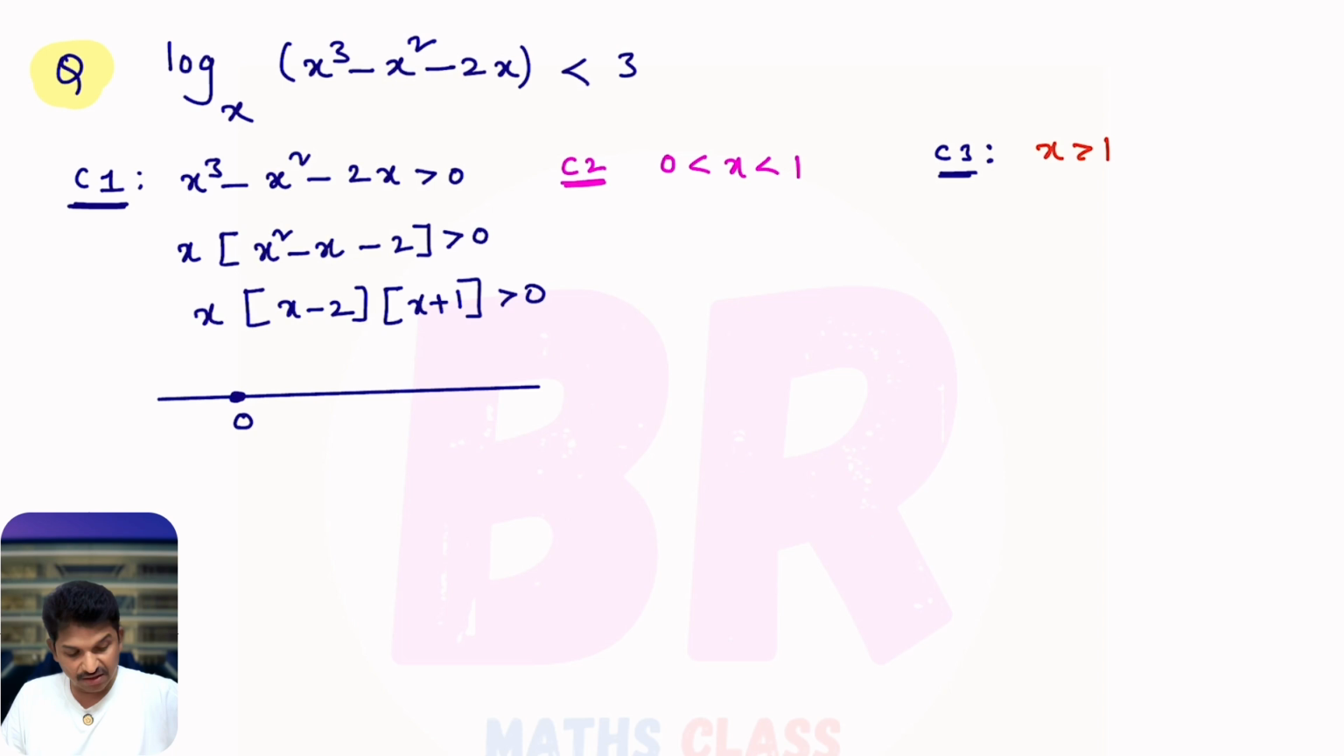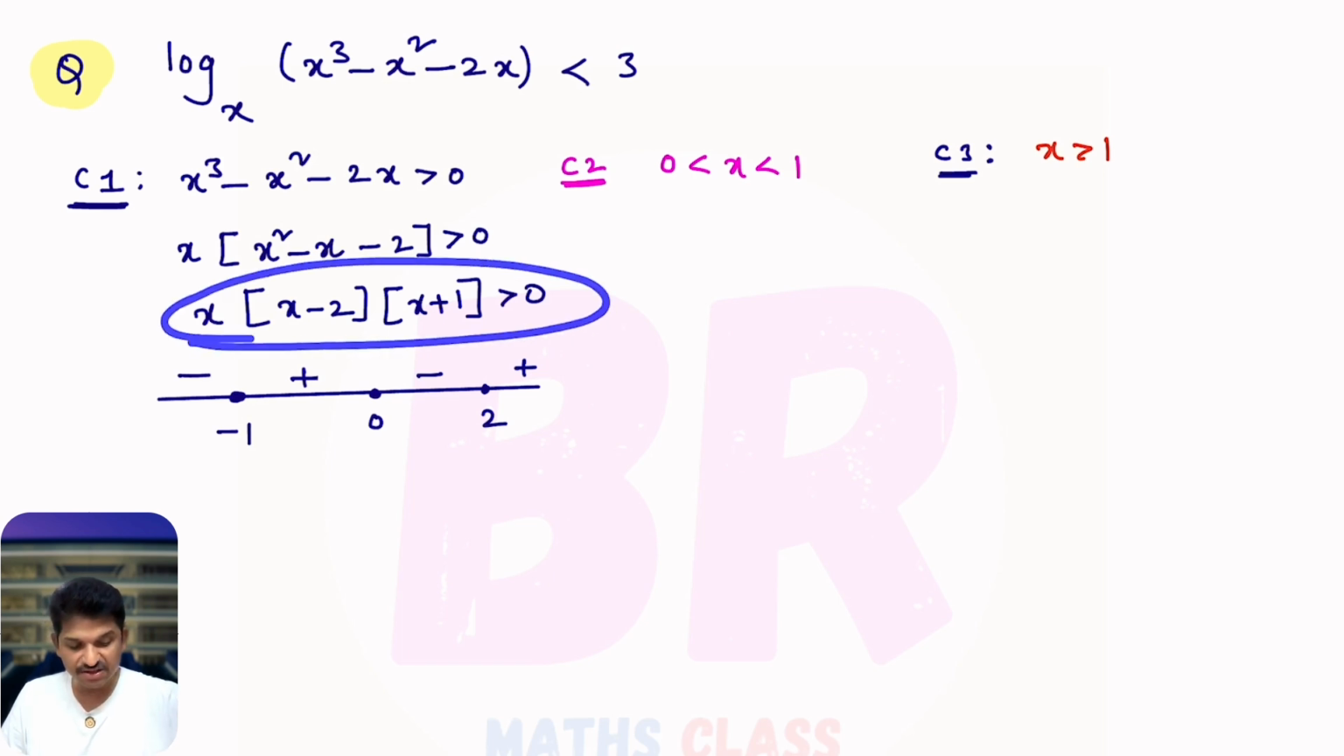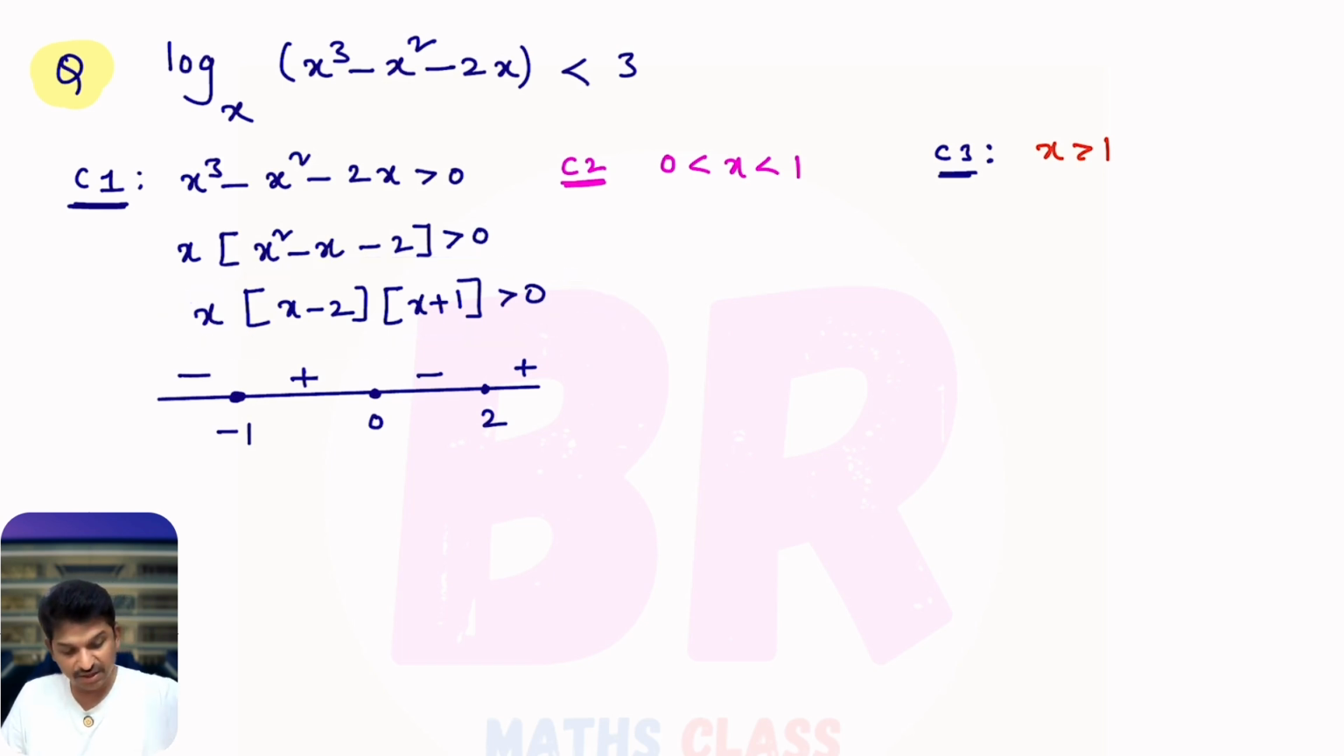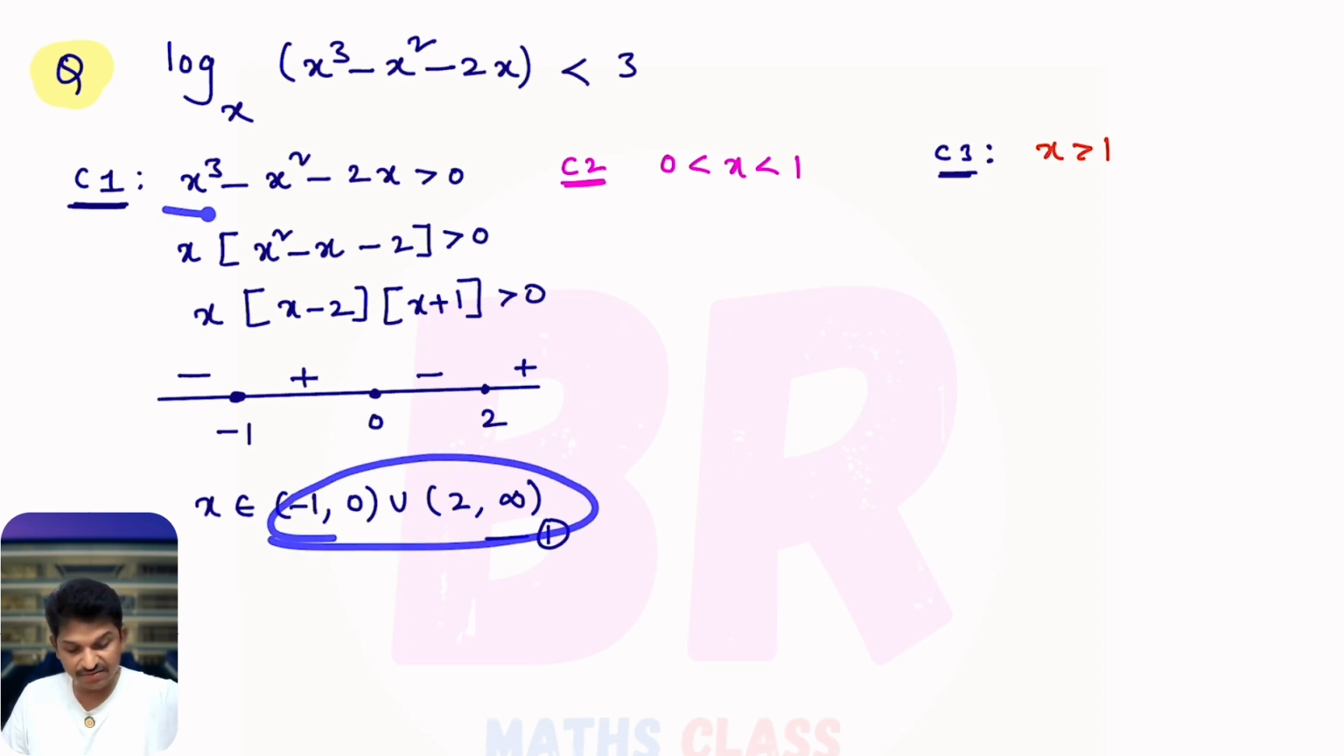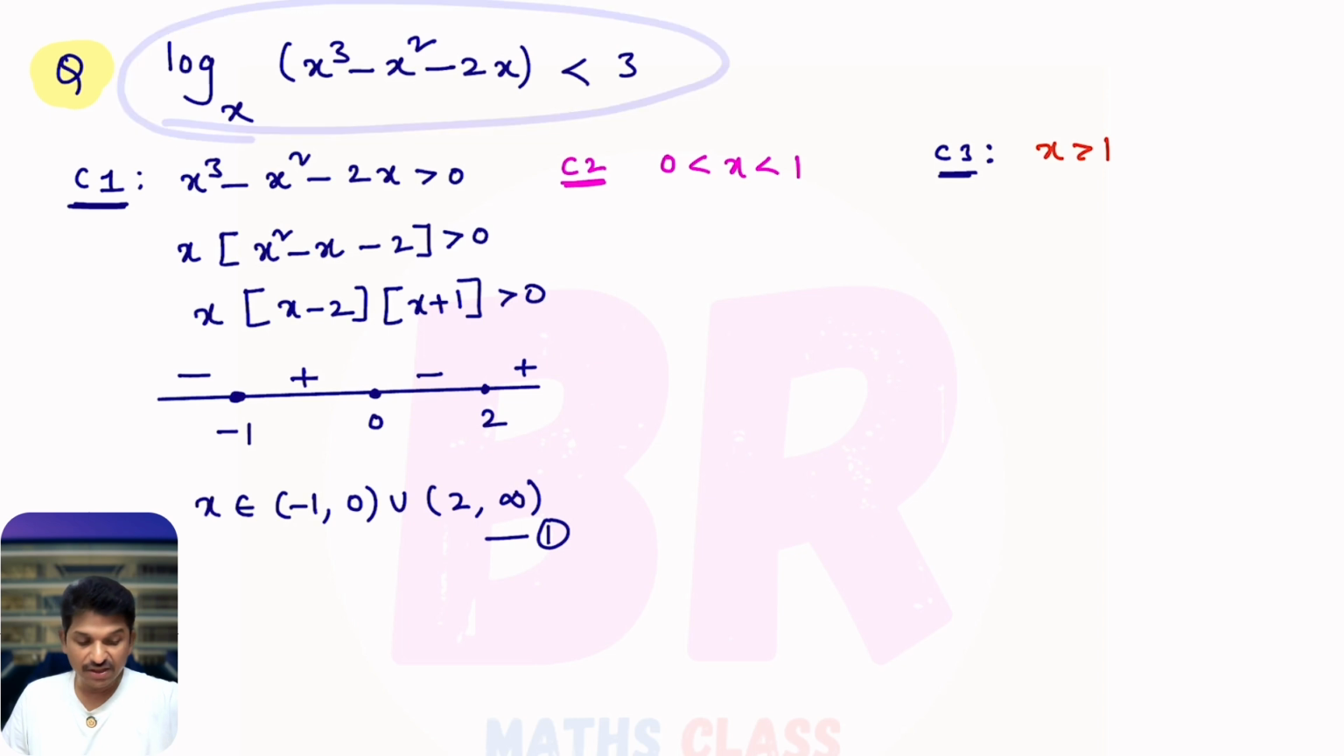On the number line, if you check, what will you get? 0, minus 1, 2, with signs plus, minus, plus, minus, by the wavy curve method. For what values of x does this inequality hold good? Positive sign. x belongs to the open interval minus 1 to 0, union 2 to infinity. You take this as the first solution. These are the x values that satisfy this condition. Now I'll solve this inequality when the base lies in between 0 and 1.